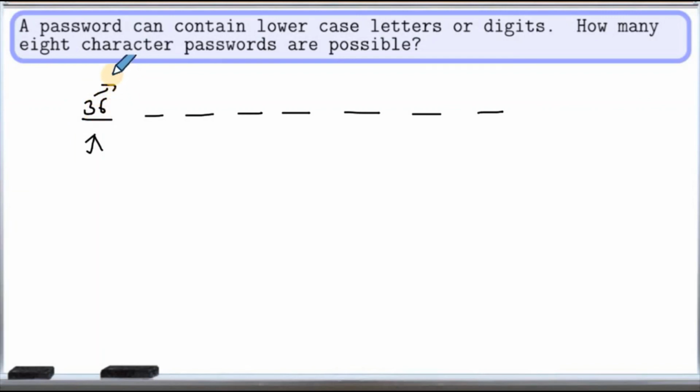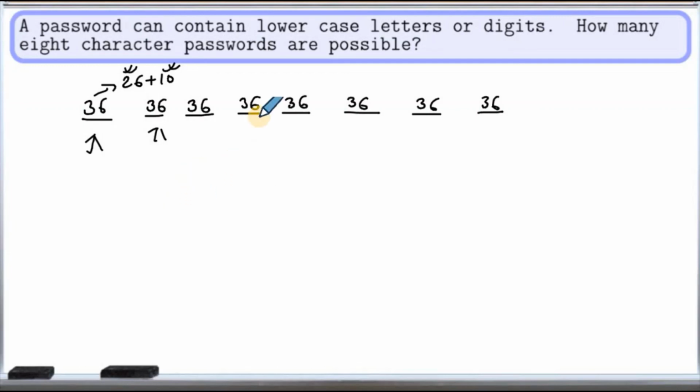So this is 26 plus 10. There are 26 letters and 10 digits. That's how we get 36 here. For the second place, also we have 36 options. Similarly, for the third place, we have 36 options, and 36 for the rest of them also.